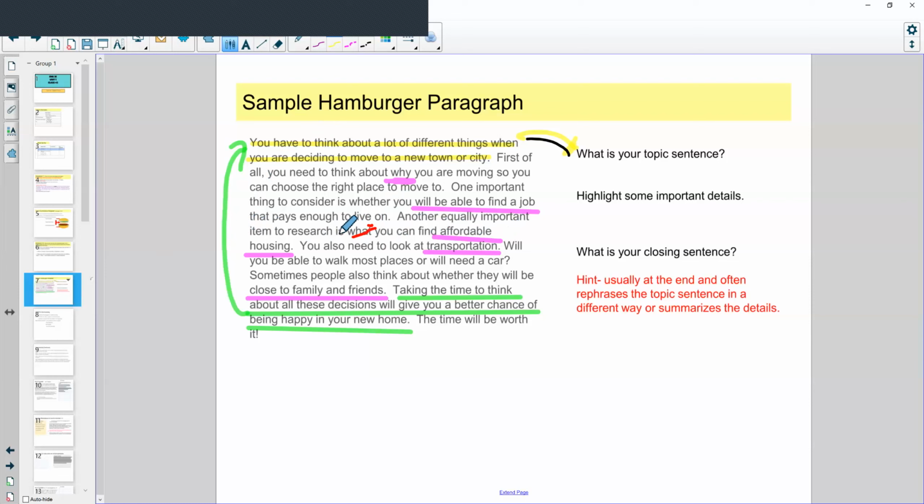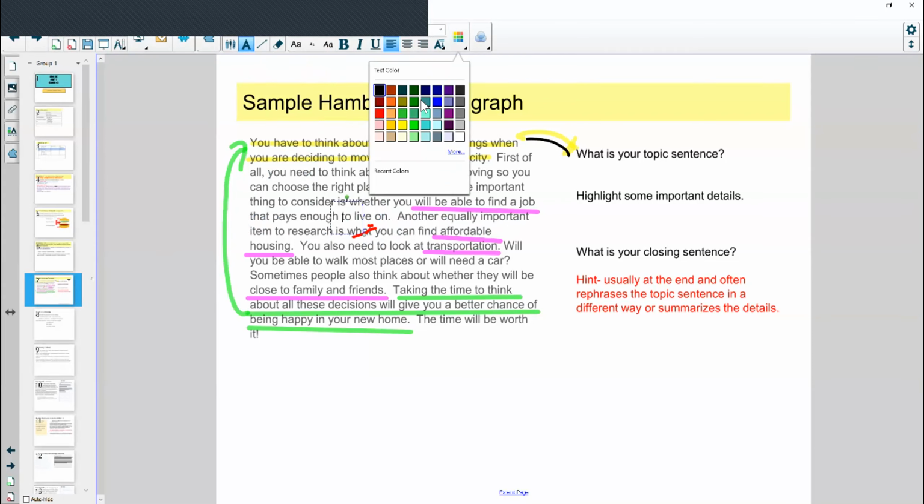Okay, I can't write it right there. Maybe if I make it really small, we can make this work, just to show you how to fix things. Okay.